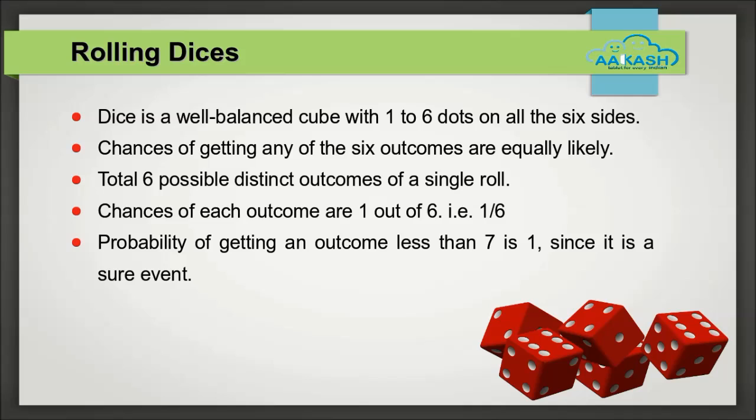Next we have dice. A dice is a cube which has 6 faces which are numbered from 1 to 6 using dots. Chances of getting any of those 6 faces as the top face are equally likely as the dice is well balanced and unbiased. So, there are a total of 6 possible outcomes which are distinct from each other. Hence, there is one chance out of 6 to get a desired number. Hence, the probability of each of them is 1 by 6. If we notice that all the numbers are less than 7, hence we can also say that the probability of getting a number less than 7 is 6 by 6, that is 1, because it is a sure event.